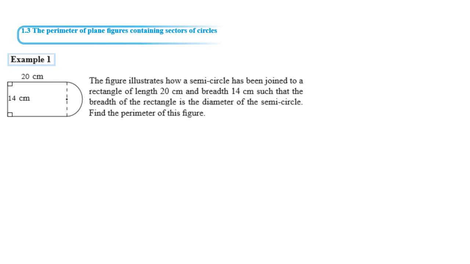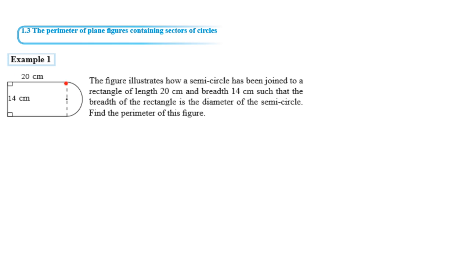Hi kids, our topic is 1.3, the perimeter of plane figures containing sectors of circles. Example 1. The figure illustrates how a semicircle has been joined to a rectangle of length 20 cm and breadth 14 cm such that the breadth of the rectangle is the diameter of the semicircle. Find the perimeter of this figure. Here you have a rectangle and a semicircle.